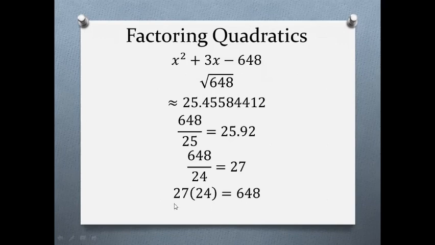Now we need to ask ourselves, which one do we make negative and which one do we make positive? Since we have a positive 3 as our value of b, we know that the 27 is going to be positive and the 24 is going to be negative. Therefore, our factors are x plus 27 and x minus 24.